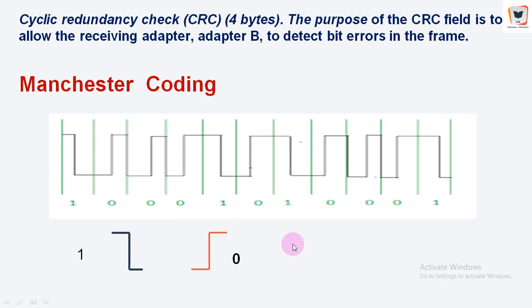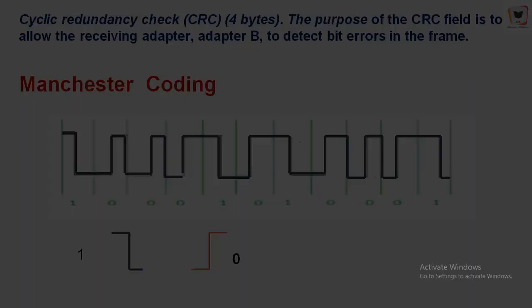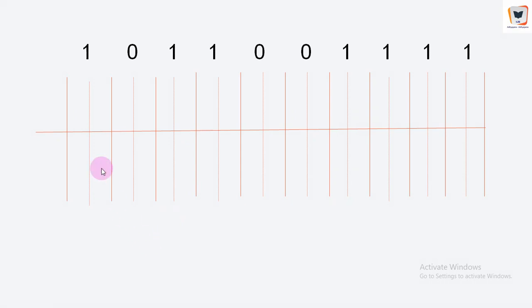We will just explain how we can encode the bits into Manchester coding. Here is an example. Let us say this is the bit pattern 1011001111, and this is the bit pulse width. Now 1 has to go from higher to lower level. What comes next is 0. 0 has to go from lower to higher level, from low to high.